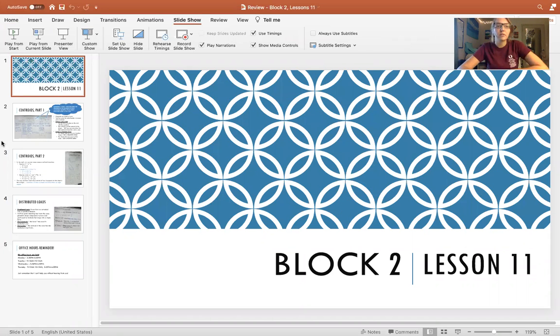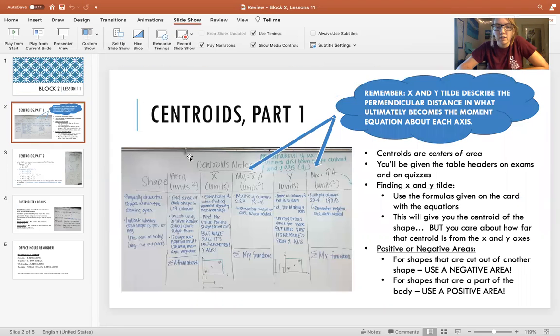So, lesson block 11 covered centroids and distributed loads. And from now on, I'm just going to put up the picture of the board notes that I wrote, because it's a lot faster than typing it, and then I'll add things that I missed or things that are important in my discussion of it. Here's the exact board notes that I put up in Dr. Liao's class.